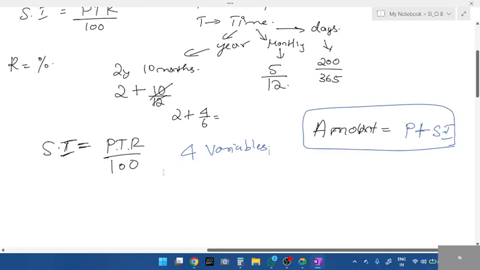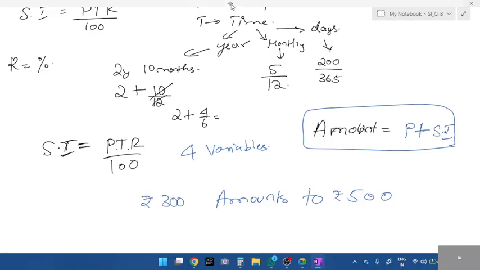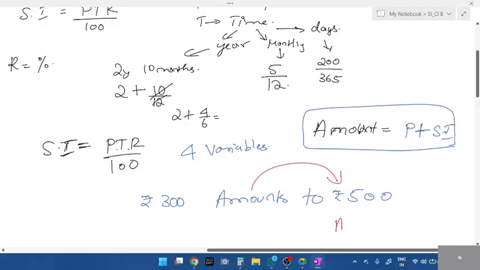Remember that. Next concept. Whenever the word amounts to is given, and they'll give amounts to 500. See, rupees 300 amounts to rupees 500. What is this, students? The meaning is, amounts to is amount. Amount is equals to how much? 500. 300 amounts to 500. So 300 is lesser than 500. 300 is the principal. Principal is 300.